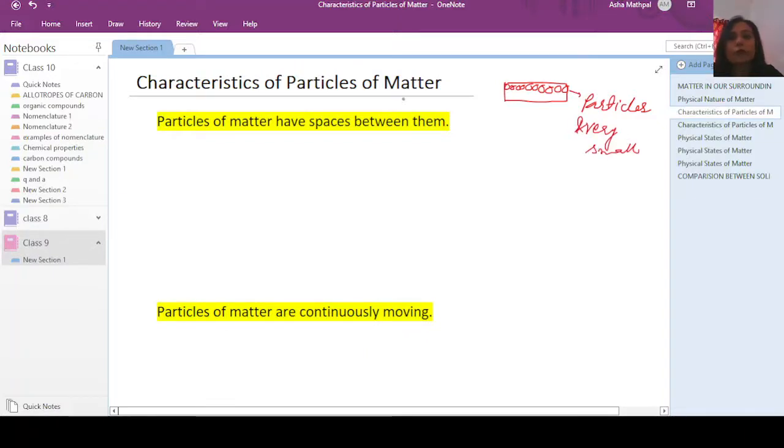Right, now we will try to understand more about these particles. Particles of matter have spaces between them. How can we confirm that these particles have spaces between them? For that there is a very simple experiment. In a beaker, take some water but mark the level of the water. Okay, let us say this was the mark of the water here. To this water add half a teaspoon of salt, and mix it.